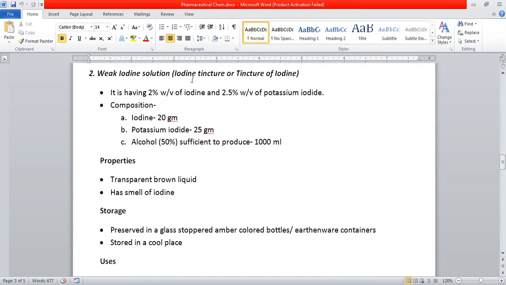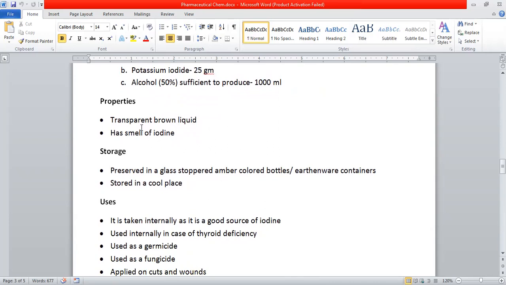It is also known as iodine tincture or tincture of iodine. It is having 2% weight by volume of iodine and 2.5% weight by volume of potassium iodide. Now, if we talk about composition, it contains iodine, potassium iodide, and alcohol, that is 50%, which is required to make the sufficient volume of 2000 ml.